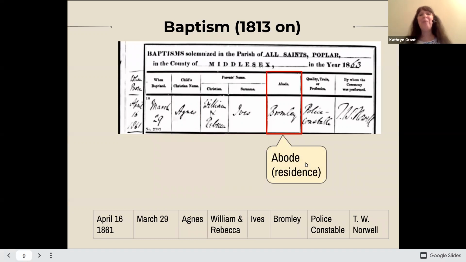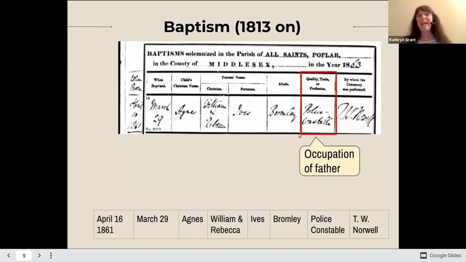Then you've got the abode of the family, which can be incredibly helpful if you're trying to coordinate baptism records and, for example, census records, or maybe a burial record for a child, because you can tell where that family lived. And it isn't always the place where the child was christened. Sometimes it's a nearby parish or a hamlet or some little area that's close by but doesn't have the same name.